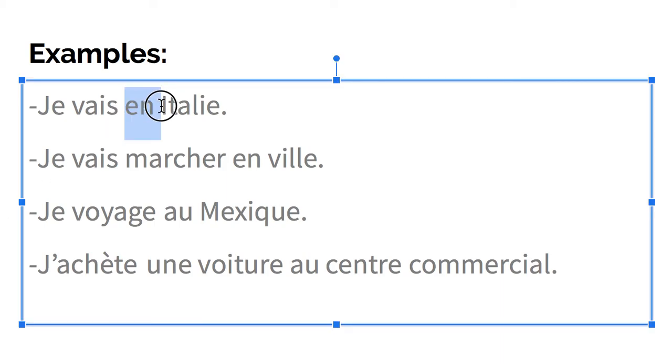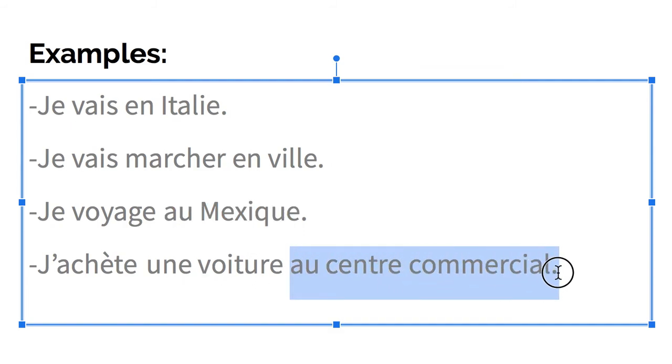Je vais en Italie, that would be replaced with a Y. Je vais marcher en ville, that would be replaced. Like, I'm going to walk in town. Je voyage au Mexique. I am traveling to Mexico. And j'achète une voiture au centre commercial. I am buying a car at the mall. These are just some examples of stuff you're going to see.